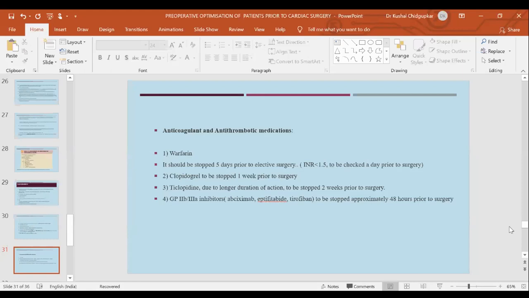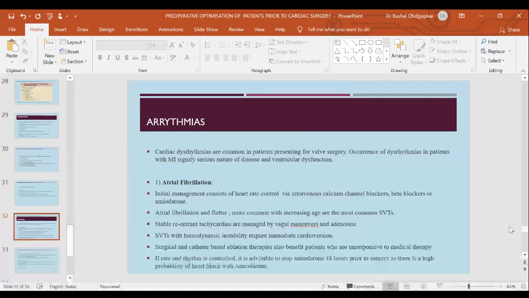Second is the arrhythmias, because patients who are posted for valve surgery, cardiac arrhythmias can be common. And here we are speaking about atrial fibrillation because this patient came with atrial fibrillation. So initial management of AFib will be control of the heart rate by means of intravenous calcium channel blockers, beta blockers, or amiodarone.